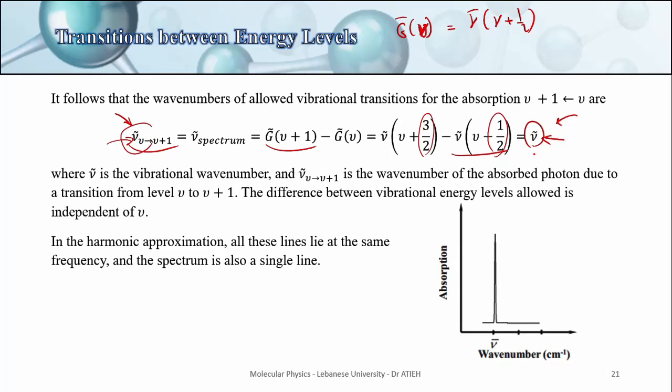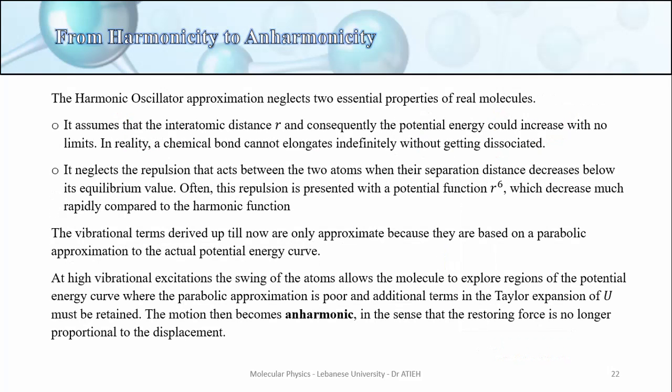So we have to think of something else. Maybe it's the harmonic oscillator. Maybe it's the potential energy function. So let's see what we have to do. Why is our predicted vibrational spectrum using quantum mechanics different from the experimental spectrum? In our work, we have used a harmonic oscillator approximation. This harmonic oscillator approximation neglects two essential properties of real molecules.